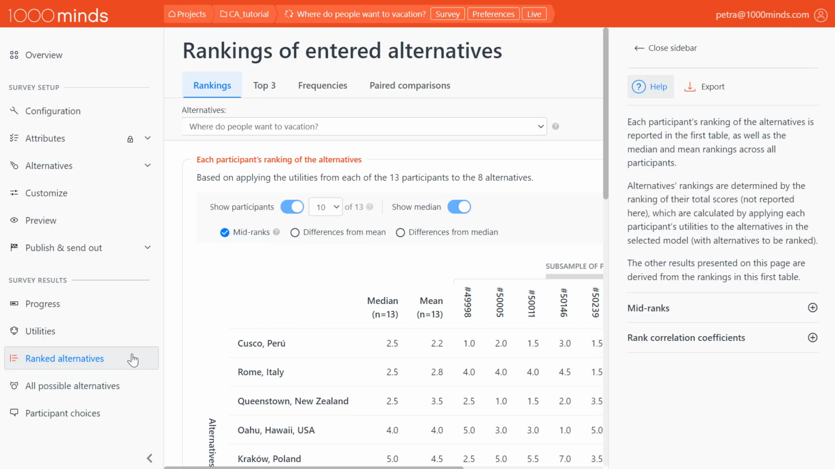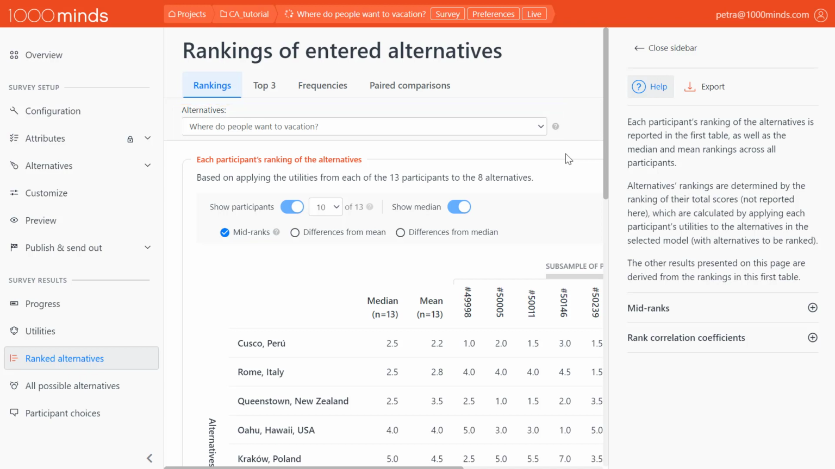If we had a similar model that we wanted to apply our utilities to, we select Model up here. This can be useful, for example, for evaluating different sets of projects based on the same attributes and utilities, or ranking a different set of patients for hospital prioritization.